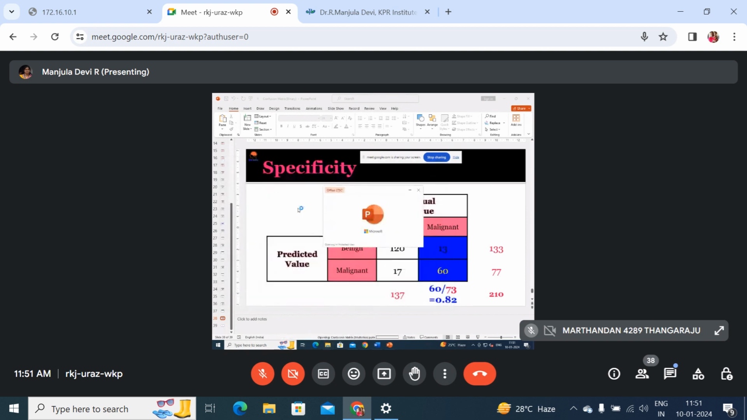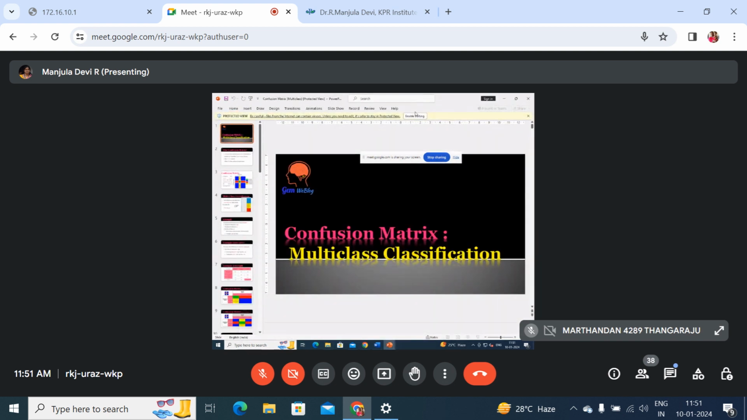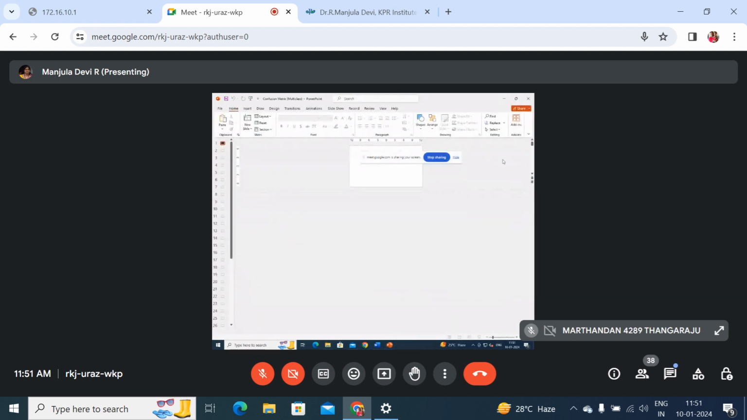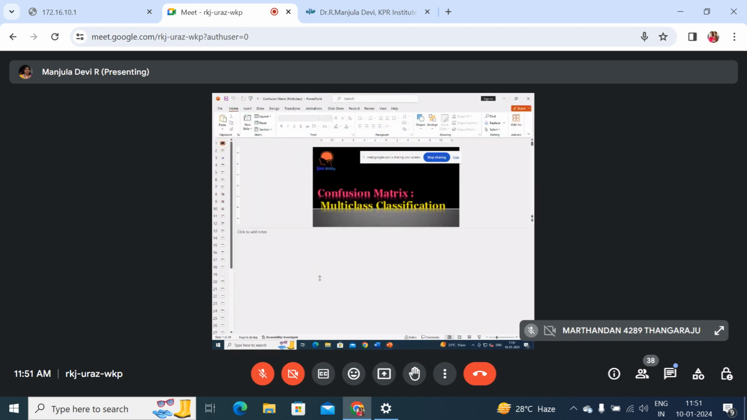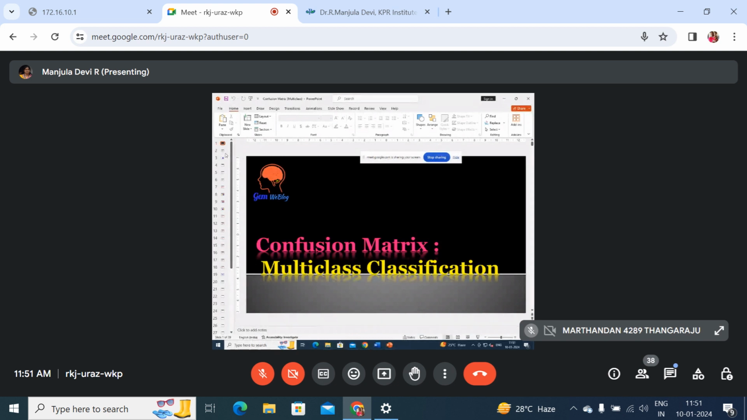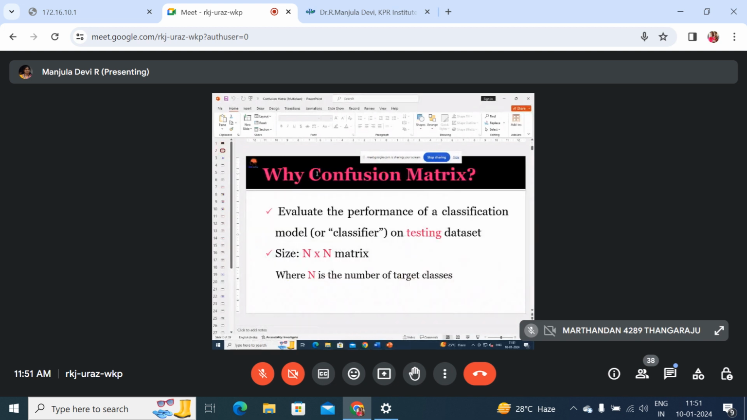Now I'll look into the confusion matrix for multi-class. Since many of you will get confused with the confusion matrix, I'd like to give a brief knowledge of what I have strongly understood. So again, this matrix.